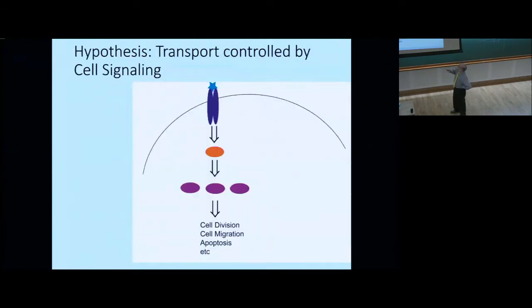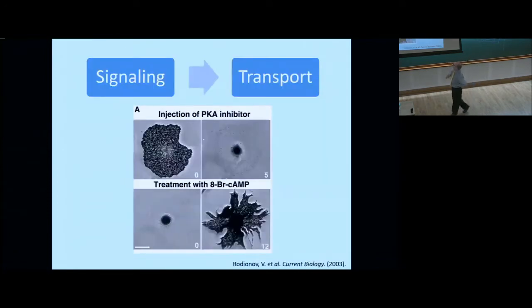Okay, now, the general hypothesis is that you can control transport by signaling, so some signal comes in, and somehow that's going to change the activity of the motors. Now, in this particular case, for the pigment granules, we know that most of this activity is controlled by protein kinase A. So basically, if the protein kinase A is active, you're in the extended state, and if you inhibit the PKA, you're in the aggregated state. And if you start in the aggregated state and you treat with bromo-cyclic AMP, which is a non-hydrolyzable cyclic AMP analog, which can activate PKA, you go to the expanded state.